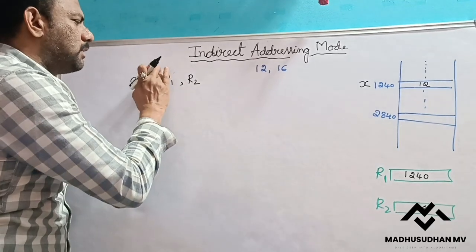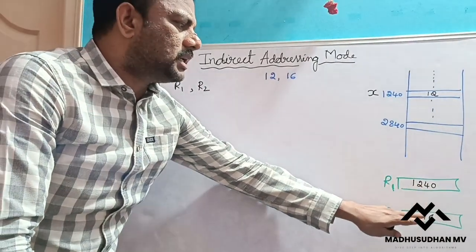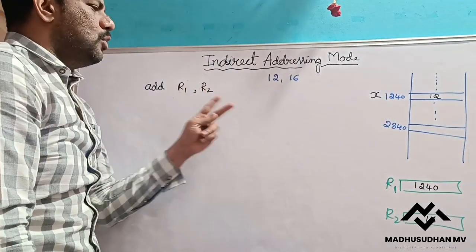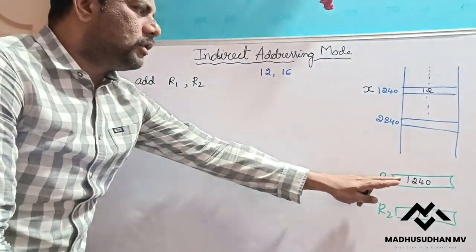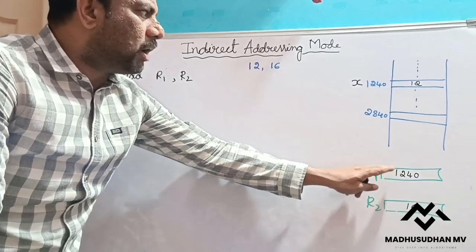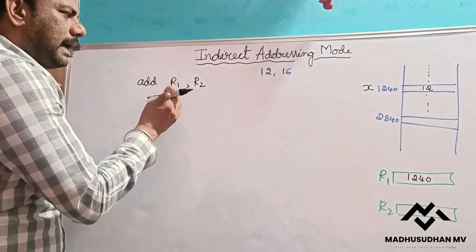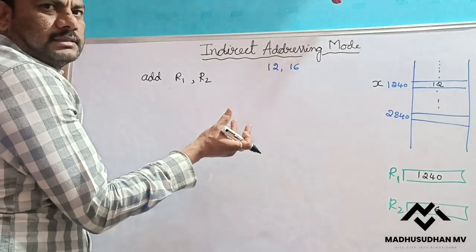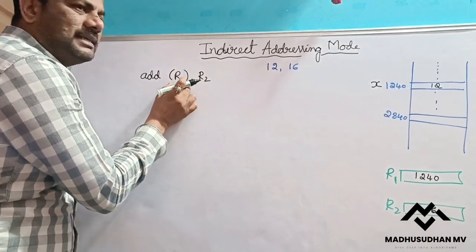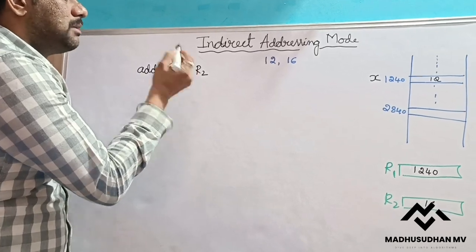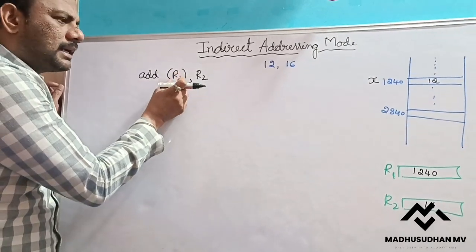Suppose I miss the parentheses, it indicates R1 is a number. 1240 is a number, 16 is a number, and I'm adding these two: 1240 and 16 gives 1256. But now this is not the number. Actually, this is the address of some memory location I stored. So to indicate that R1 contains an address, we have to use the parentheses. If I don't use them, it is an ordinary number operand. Now the meaning is that R1 contains an address.